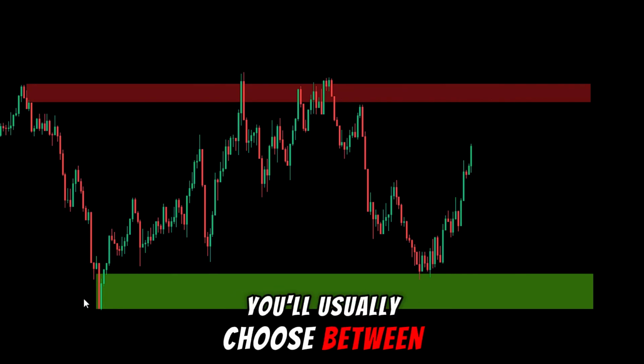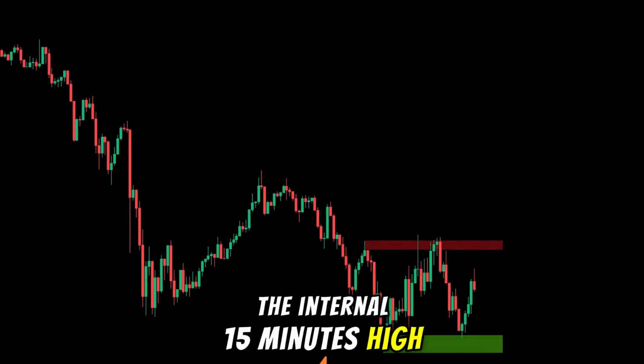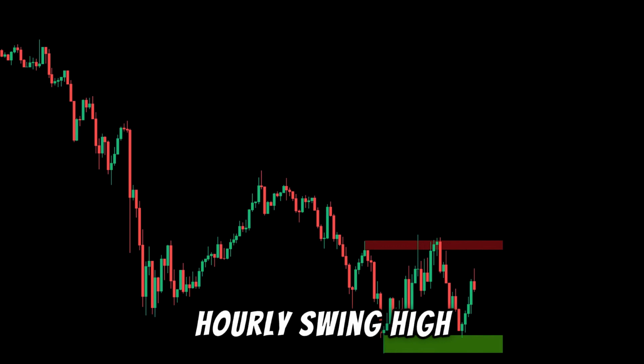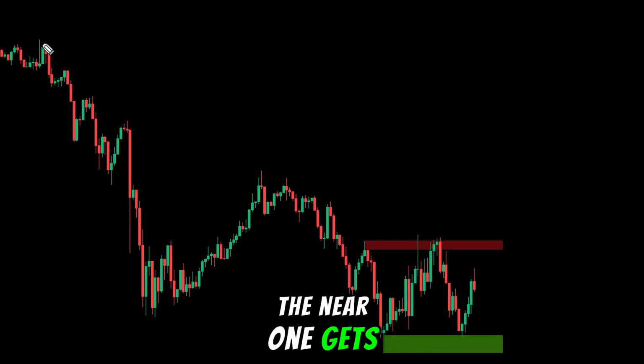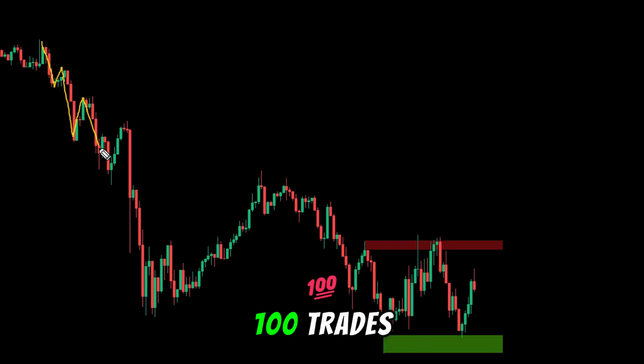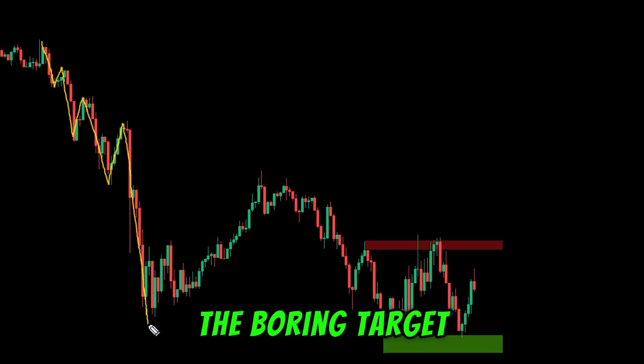You'll usually choose between the internal 15-minute high and the bigger hourly swing high. The far one looks better on a screenshot. The near one gets hit far more often. Over 100 trades, the boring target wins.